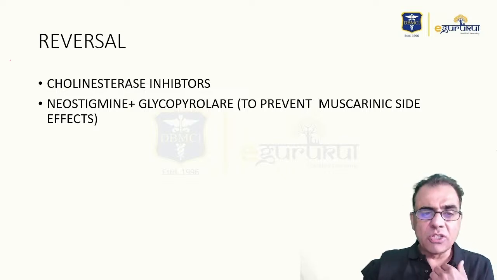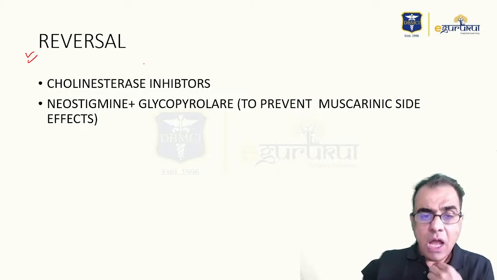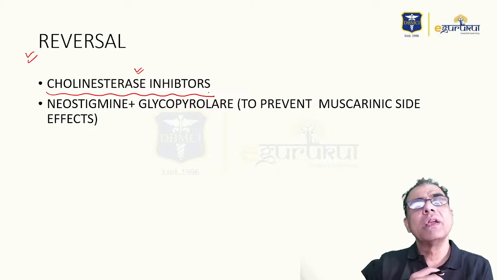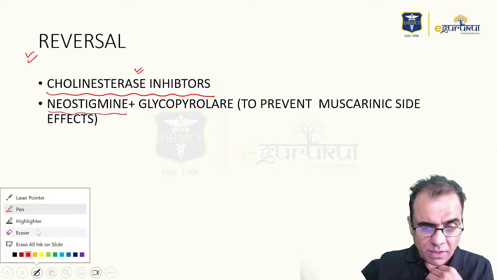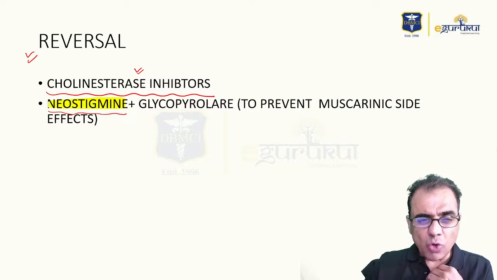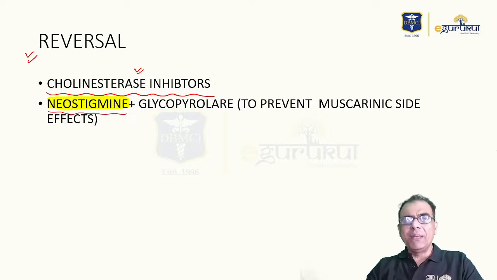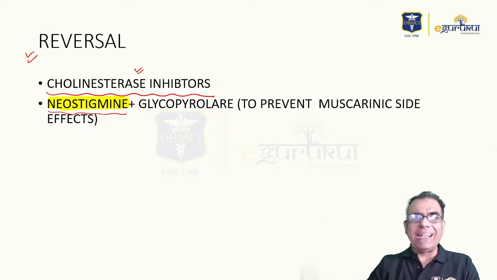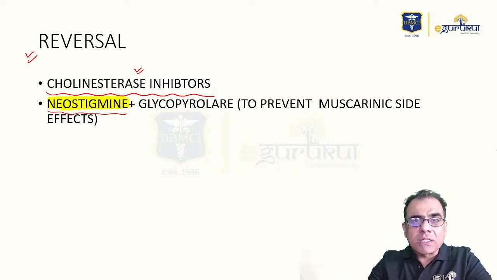Now reversal of these non-depolarizer muscle relaxants has to be done. We have to reverse the effect of these non-depolarizers, and for that, very commonly used drugs are cholinesterase inhibitors. Among the cholinesterase inhibitors, the most commonly used is neostigmine. Cholinesterase inhibitors, as the name suggests, inhibit acetylcholinesterase, which prevents the degradation of acetylcholine. So there is more acetylcholine available to have competitive antagonism with non-depolarizers.